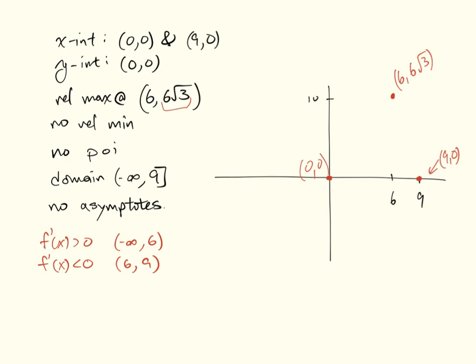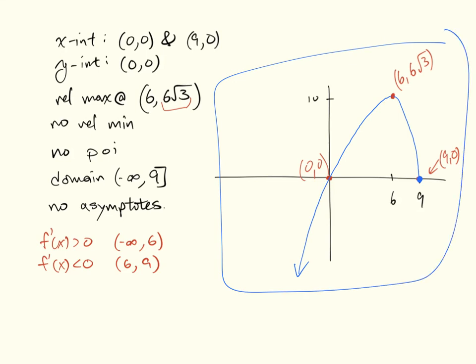So I'm going to draw the graph in blue. I know it's got to go through the x-intercept, and it increases until this point right here. And then after that, it'll go down and it'll decrease all the way until the x-intercept, and that's it. That's our graph. Our graph stops at (9, 0). So here's the sketch of the function f of x equals x square root of 9 minus x.